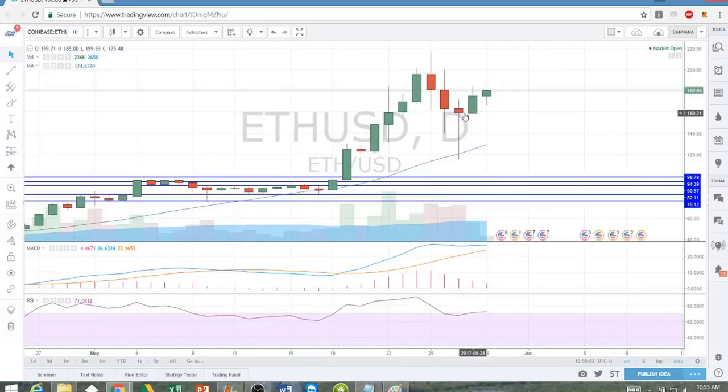If this pattern does not form and the bulls head back to a new all-time high, it will show huge amounts of strength in this space. It's not likely to happen. I would give it a 10 to 15% chance of happening. That's just off the top of my head.